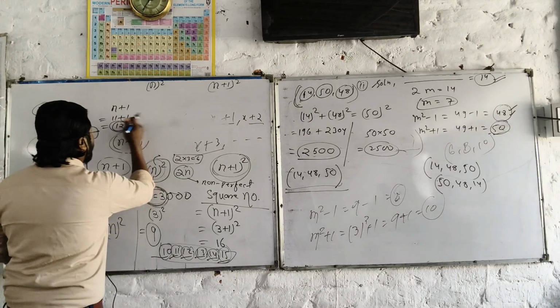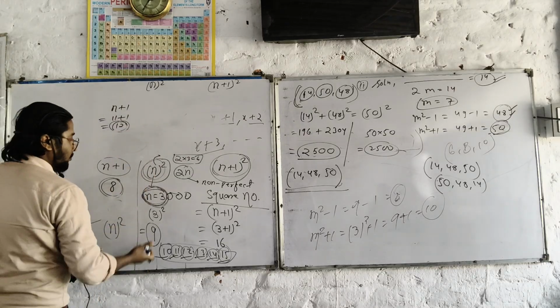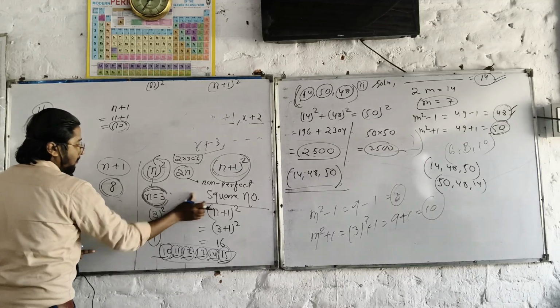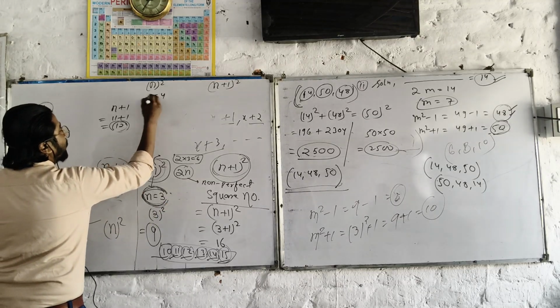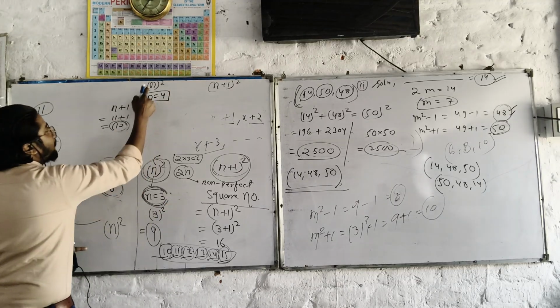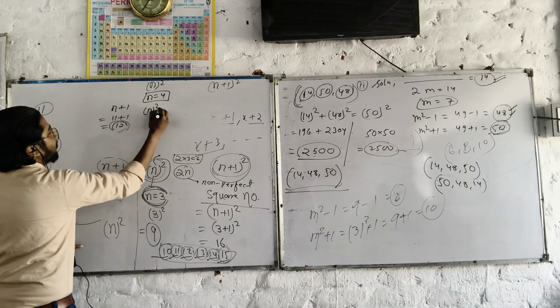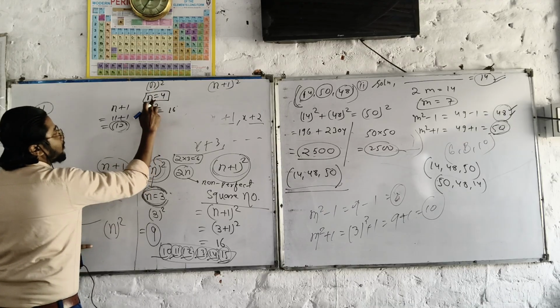So here, let's come back. What we can do now, here, let's put anything. So this time I'll put n equal to 4, right now. N equal to 4. You tell me, n squared, what will it be? It will be 16, because 4 squared.